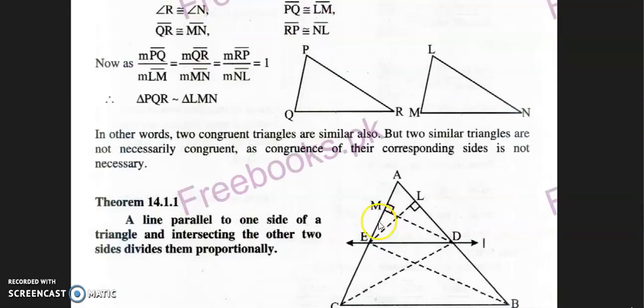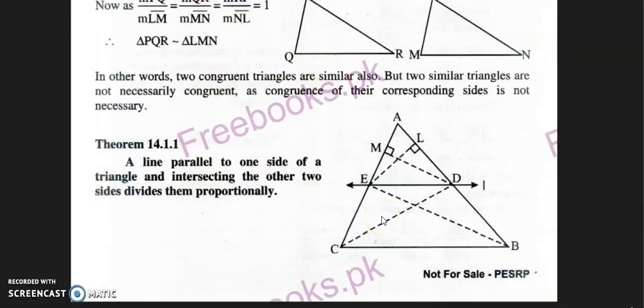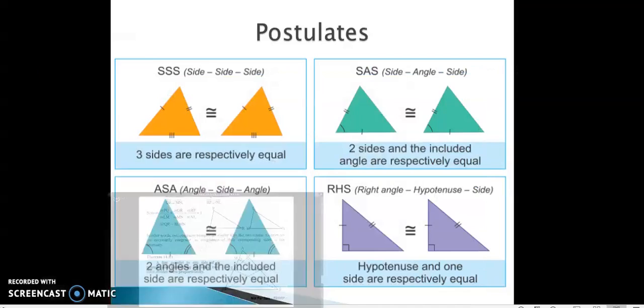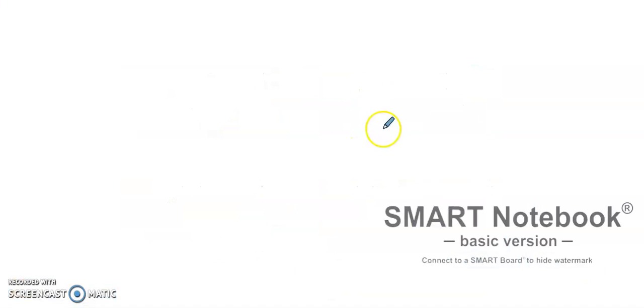Now coming to the statements of your theorems, as I have told you that we are going to discuss the review exercise. Before starting the review exercise, you must understand the concepts of these theorems. You don't need to prove these theorems, you just need to focus on the statements of these theorems. So the first statement is: a line parallel to one side of a triangle and intersecting the other two sides divides them proportionally. Two conditions are given for a line.